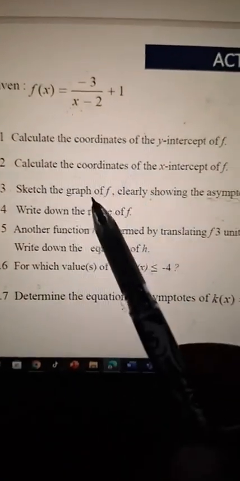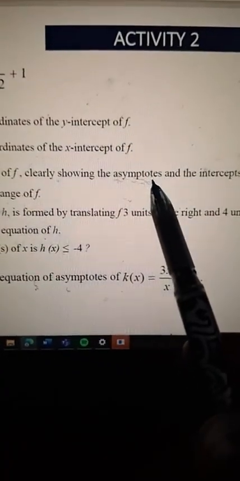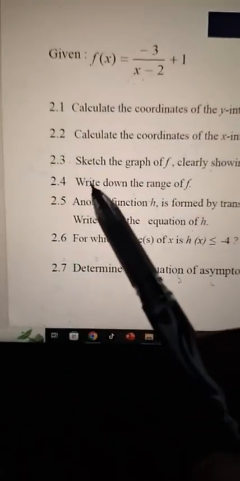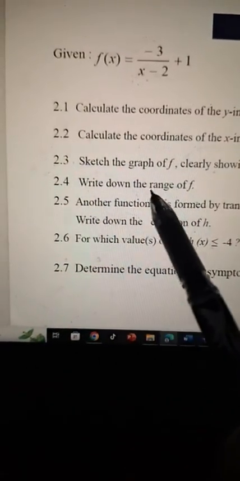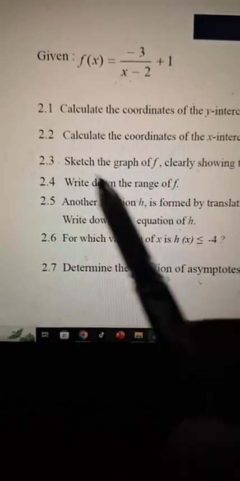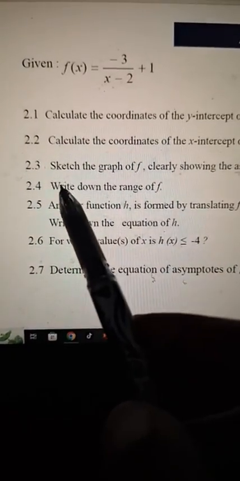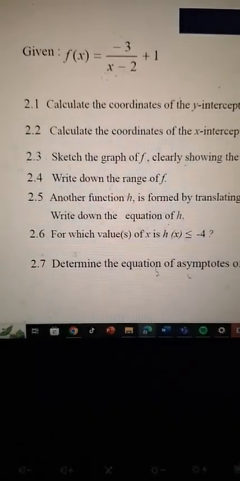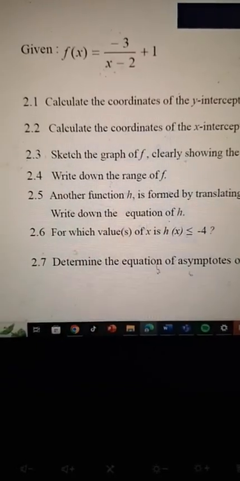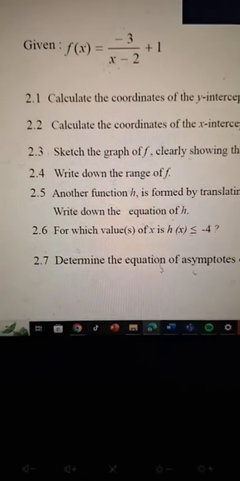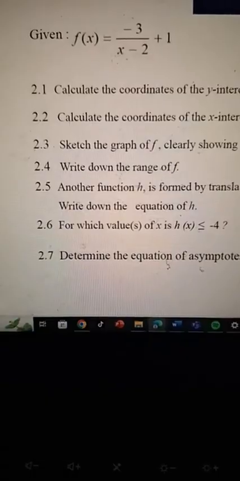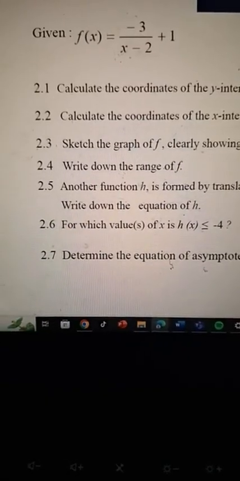The next question. Okay, so this has been done. We sketched the graph of f, clearly showing the asymptotes and the x-intercepts with the axes. So we are happy. Question number 2.4, write down the range of f. The range. What does this question mean? What is the range? Range simply means the possible y values where the function will exist.